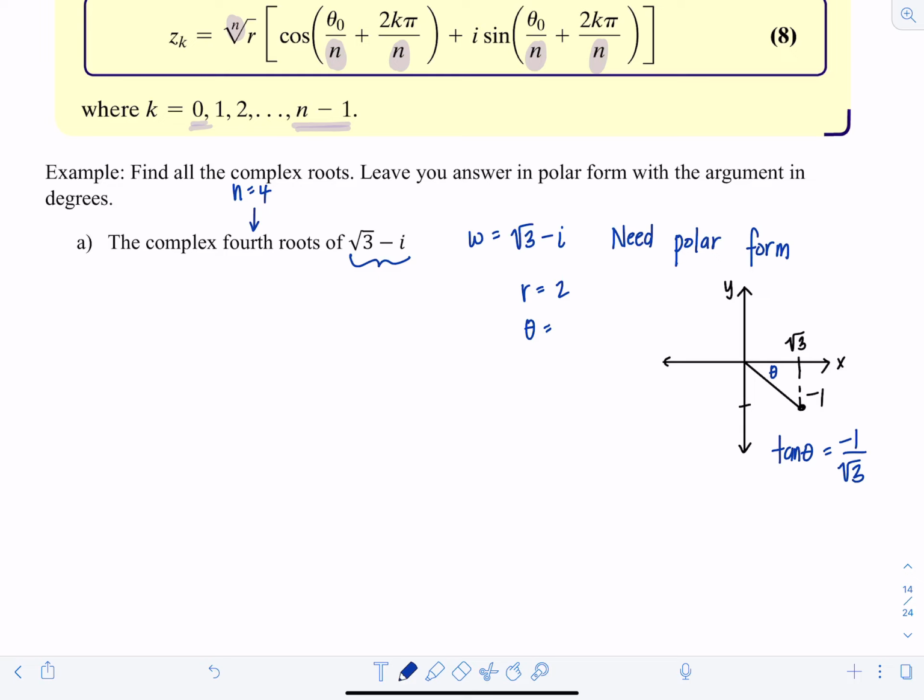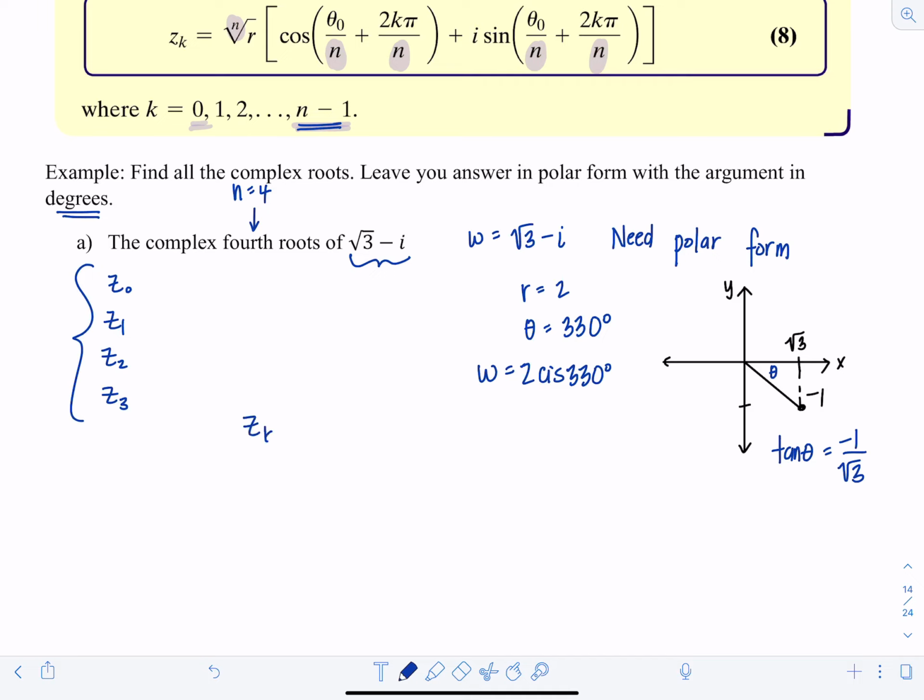So then theta is going to end up being a pi over 6 reference angle, since sine is going to be a half and cosine's rad 3 over 2. So that would be 330 degrees. Good. Okay. So that means I could write w as 2 cis 330. Now, if we're finding 4th roots, then that means I have z0, z1, z2, z3. You always start with 0 for the initial up until n minus 1. That's your last one. So let's use the formula here.